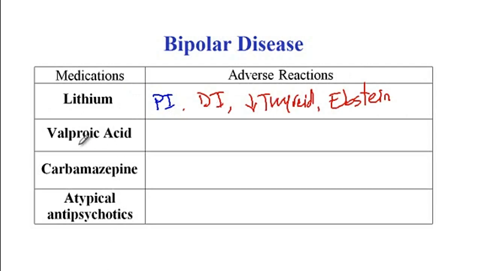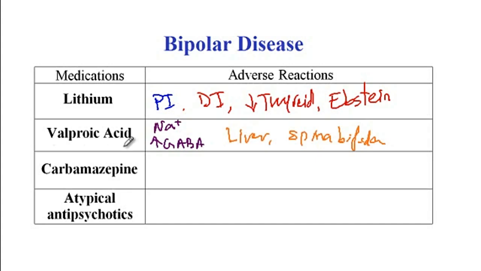The next medication is valproic acid, which functions by inhibiting the sodium channels as well as by increasing the GABA concentration. And the side effects of valproic acid include hepatotoxicity, spina bifida due to folate deficiency. These patients can also present with thrombocytopenia as well as weight gain.